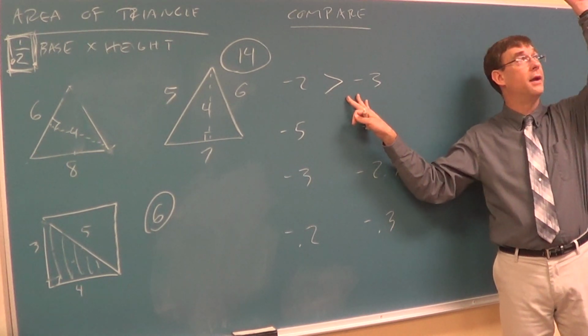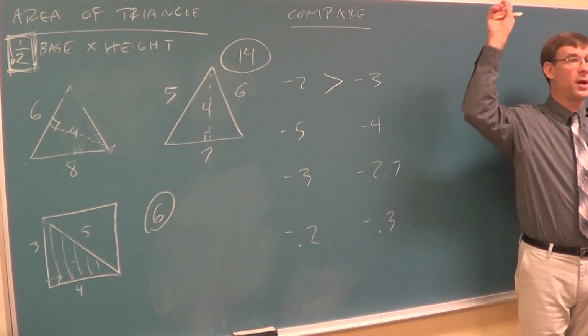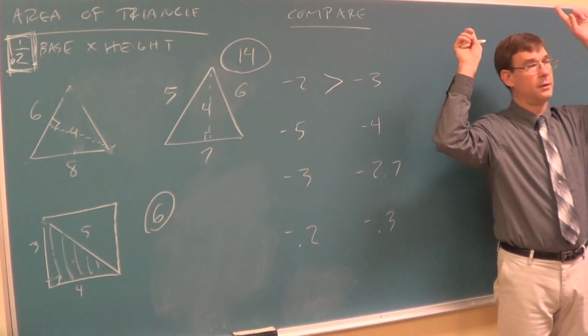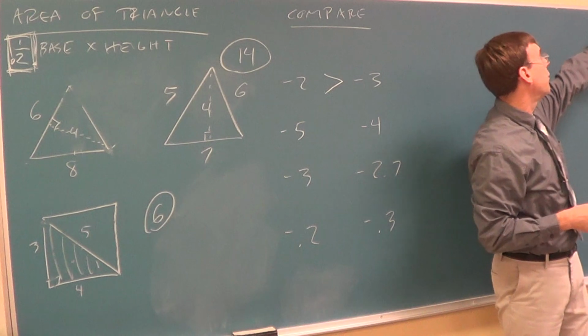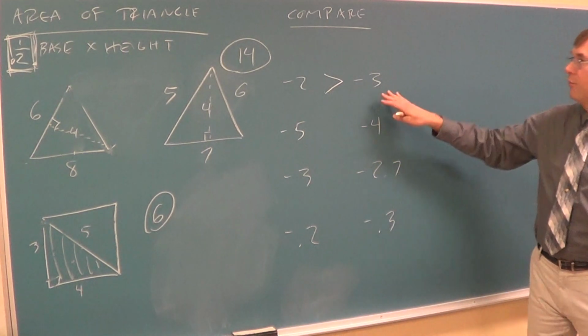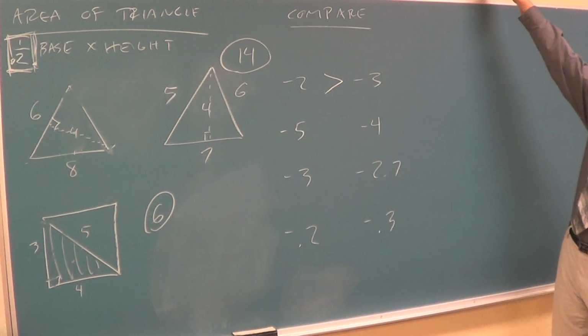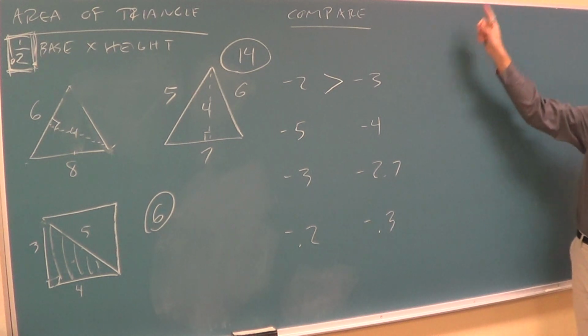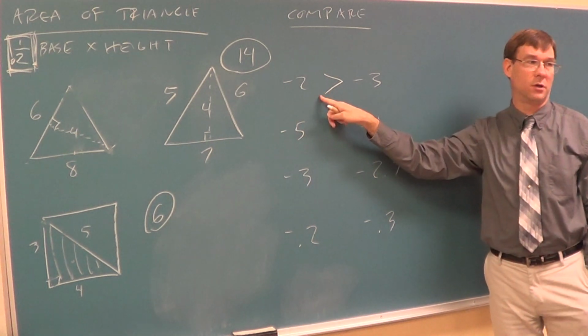Okay, let's think number line. Where can you always find bigger numbers on the number line? To the right. So whoever's farther right on the number line wins. So if we go looking for -2 and -3, -2 is on the right. That's an automatic winner. That's a way you could do it.